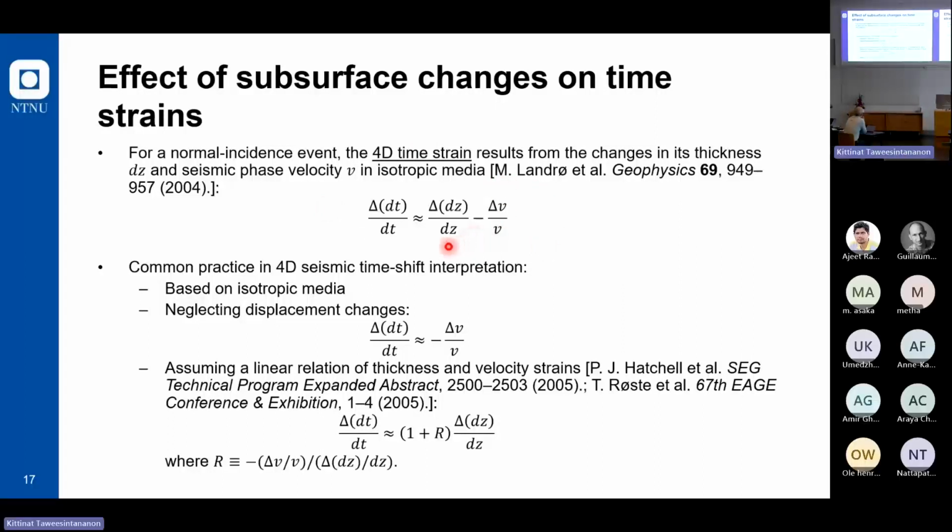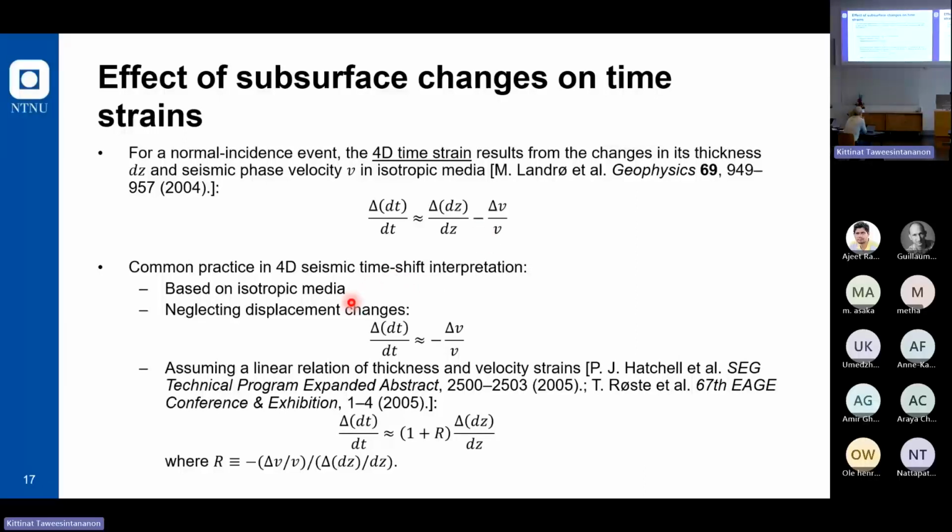So the final goal is that we measure the time strain from the seismic data, and we try to determine these two physical parameters, which are thickness strain and velocity strain, to describe the changes in the subsurface of the Earth.